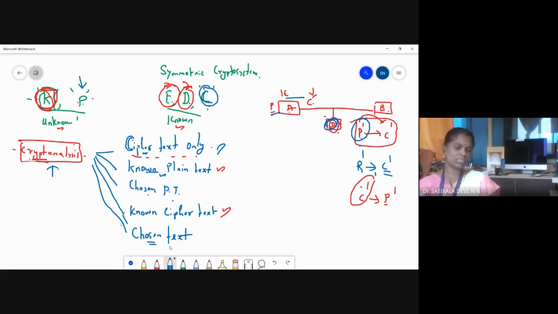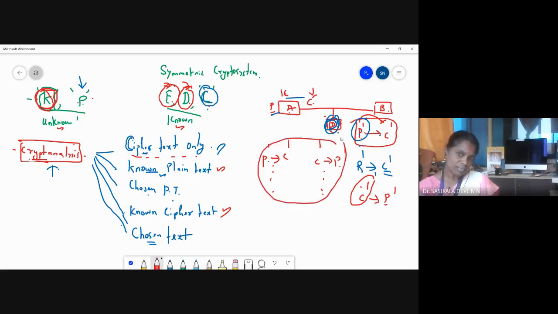Okay, what is the chosen text attack? Chosen means the data is selected by the cryptanalyst. The cryptanalyst may choose some plain text and ciphertext. Then the equivalent ciphertext for P prime is available, and for C prime, its equivalent plain text is available. So this pair of data is available. These plain text and ciphertext are selected by Dark, the cryptanalyst, to recover the plain text.